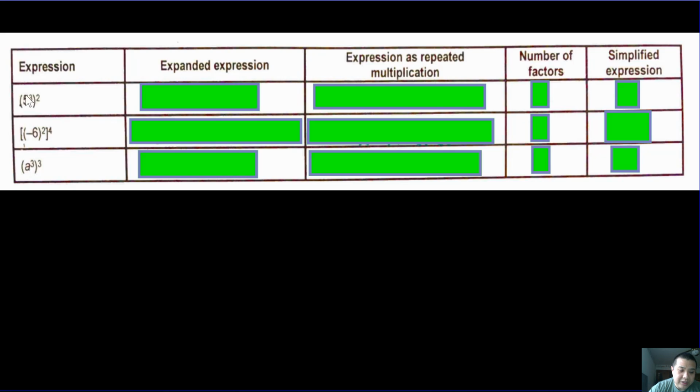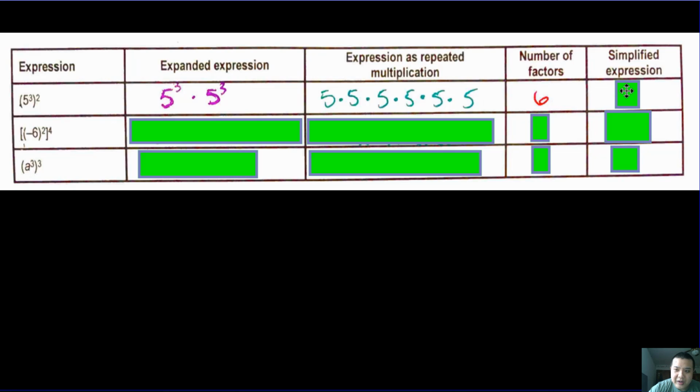Now this has two exponents. We're going to first deal with the second exponent out here. Now, what this second exponent means is that anything that's inside this parentheses is going to be doubled. So that means we have 5 to the third times 5 to the third right here. Okay. Now, 5 to the third means 5 multiplied 3 times. So that's 5 times 5 times 5 times another 5 times 5 times 5. So as repeated multiplication, we have 6 5s overall. That means we have 6 factors. And this means that this is 5 to the 6th.